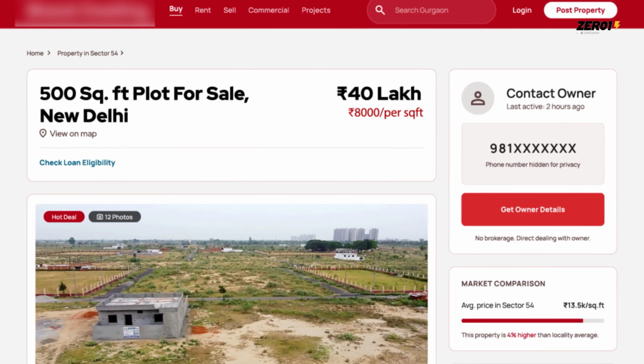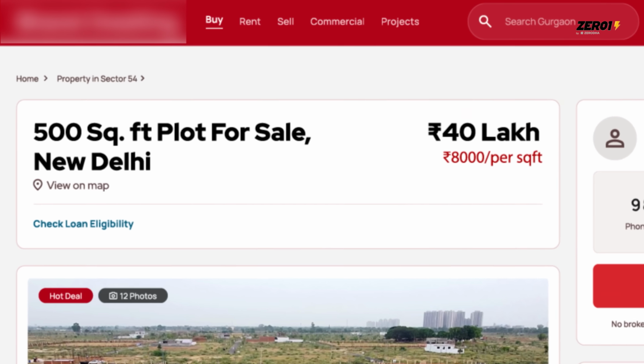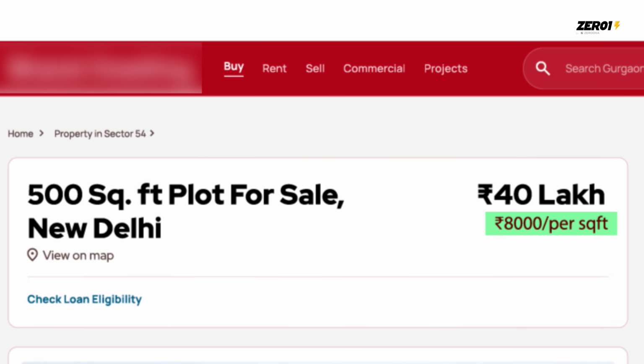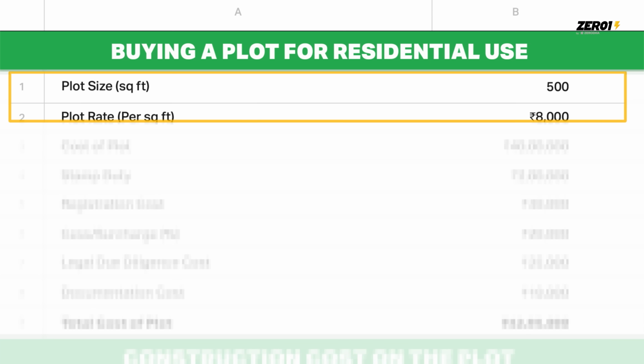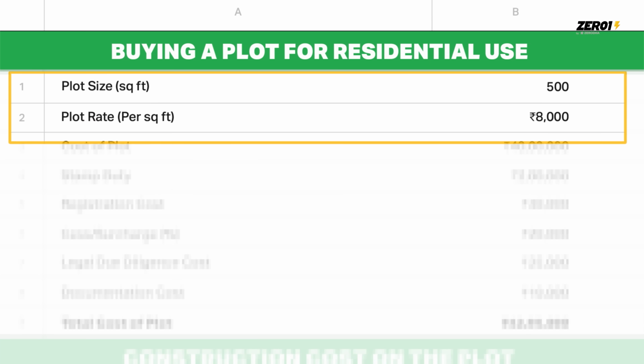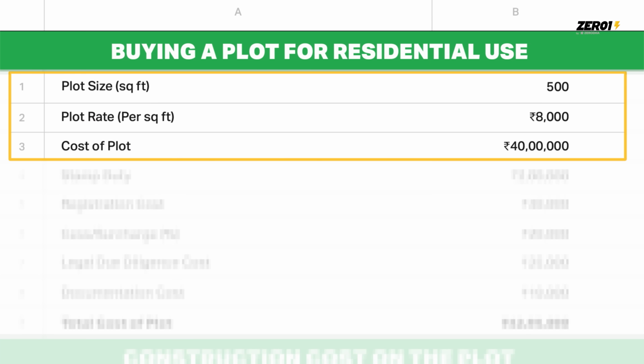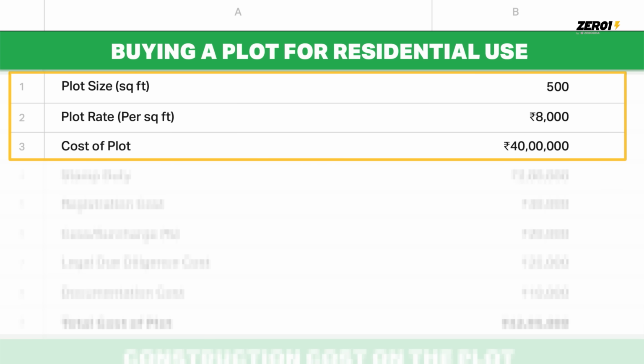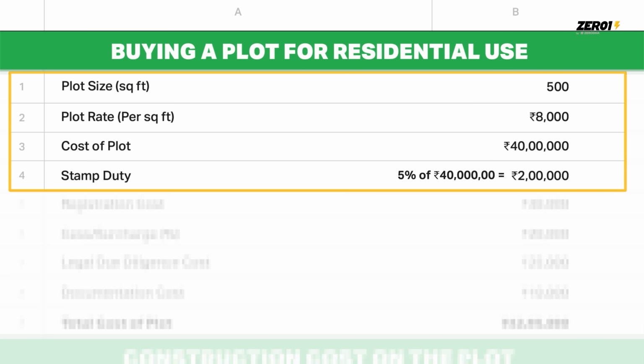I have gone through this website which gives a bunch of localities and the per square feet rate. The rate of land in this area was roughly 8,000 rupees per square feet. So I'll fill that up. And the plot price is about 40 lakh rupees. Okay. So first we have to add stamp duty. This is roughly 5%, which in our case is 2 lakh rupees.